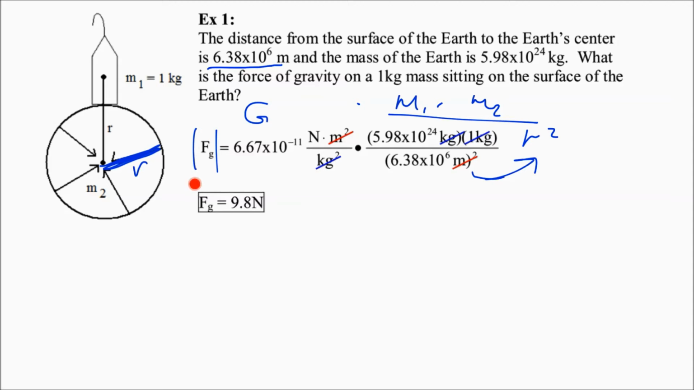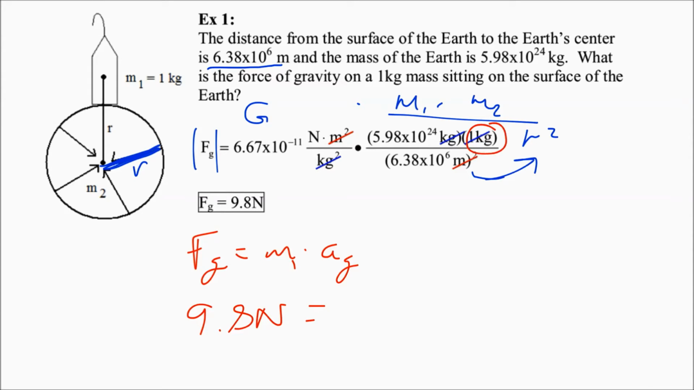So here we've got the force is equal to 9.8 newtons if you type all of this into your calculator correctly. Well, that 9.8 should maybe look familiar to you. Remember that the force of gravity is equal to mass times the acceleration due to gravity, right? So we're saying that we've got 9.8 newtons is equal to the mass here. That's going to be the mass on the 1 kilogram object. That's this one right here. And again, that's because that's what the question asked us. What is the force of gravity on the 1 kilogram object?